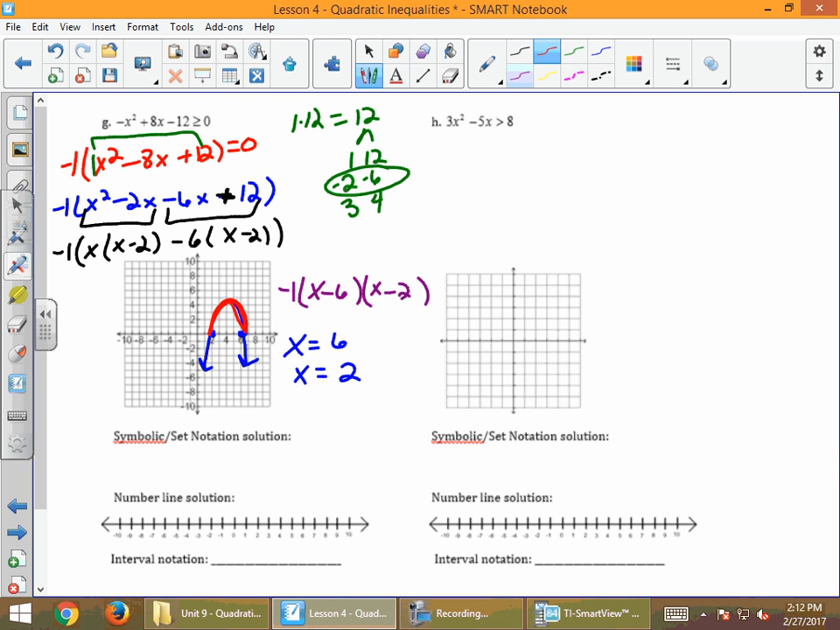So what do you notice about that part of the graph? Is it connected or separate? Connected. So are our inequalities going to be connected? We have lines underneath. There's going to be lines underneath in our inequality. And then what's going to go first? What number? And what number is going to go second?